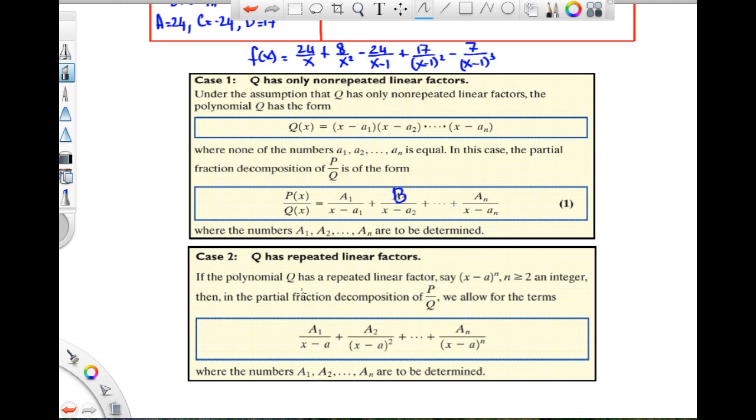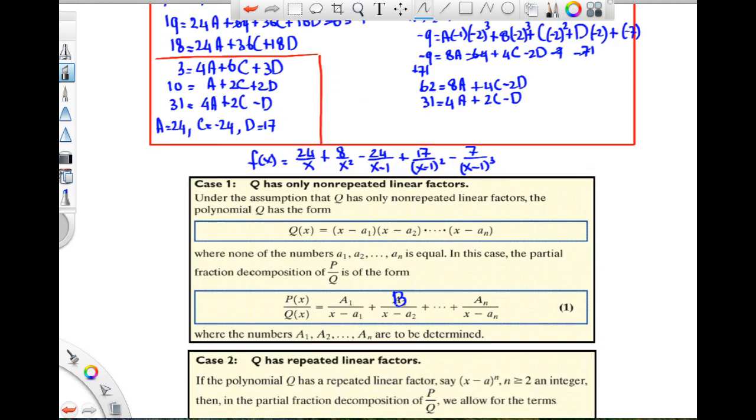If you have repeated linear factors, then each of the factors needs to be repeated however many times you have, starting with the smallest one. So if you have an x minus a, for example, let's say that this was to the fourth, then you need an A over x minus a, and the second A over an x minus a squared. We would have needed a third A over an x minus a cubed, and a fourth A over an x minus a to the fourth. And then you have to determine that.